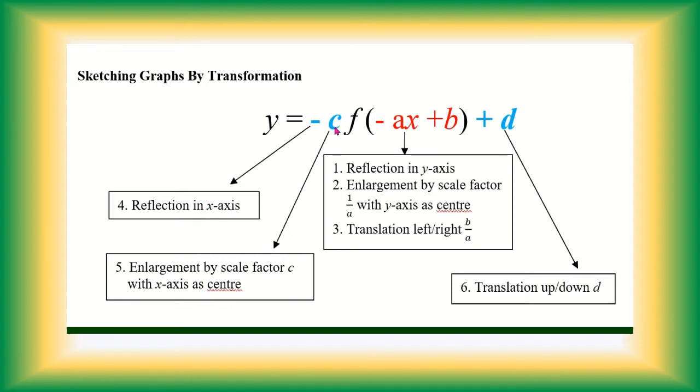After the reflection, if there is a constant multiplying the function, we need to carry out enlargement by scale factor c, the constant, with x-axis as center. After enlargement, in case there is a plus or minus d behind, it means we need to carry out translation either up or down by d unit.